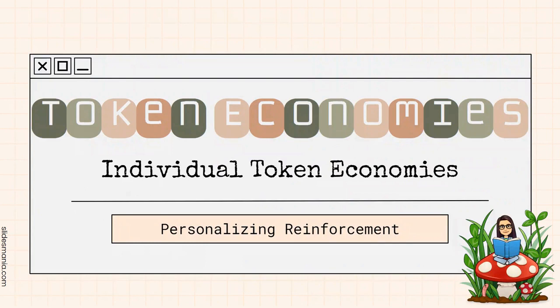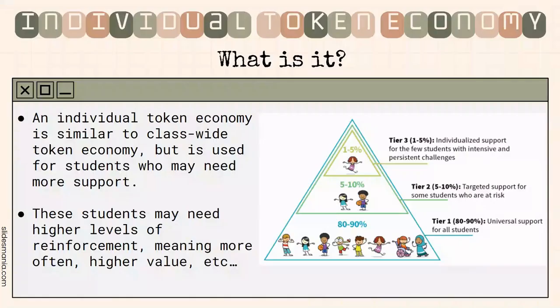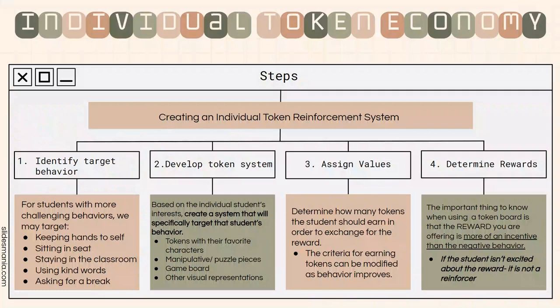Next, we're going to look at individualized token economies and how we can personalize reinforcement. An individual token economy is similar to a class-wide token economy, but it's used for students who may need more support. These students may need higher levels of reinforcement, meaning more often or higher value. Creating an individual token reinforcement system includes identifying the target behavior. For students with more challenging behaviors, we may target behaviors such as keeping their hands to themselves, sitting in their seat quietly, just staying in the classroom, using kind words, or asking for a break.